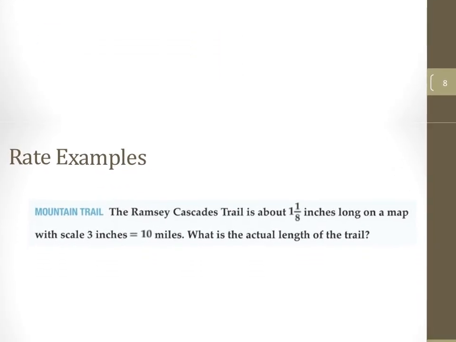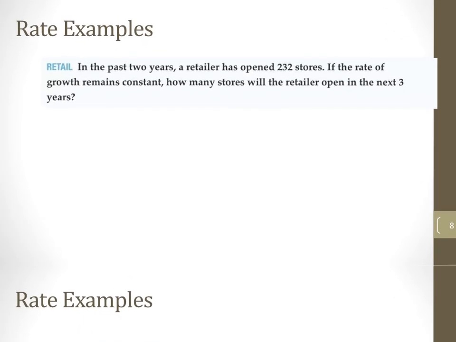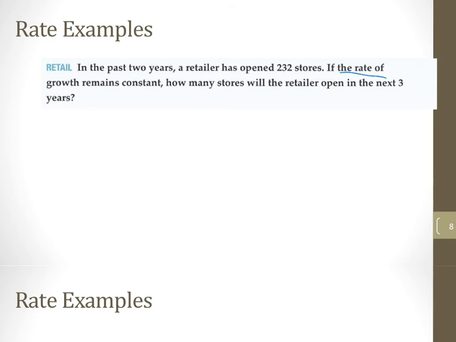But back to real world math class problems. We have two examples of problems you'll see a lot. I'll solve the first one with you. The second one, you're on your own. We'll discuss it in class if you have any questions. Okay. So in the past 2 years, a retailer has opened 232 stores. If the rate of growth remains consistent, how many stores will the retailer open in the next 3 years?